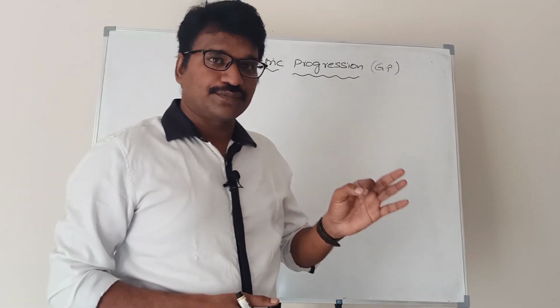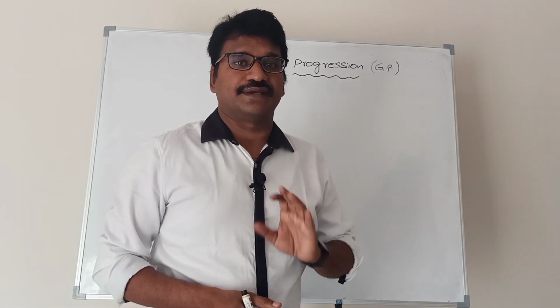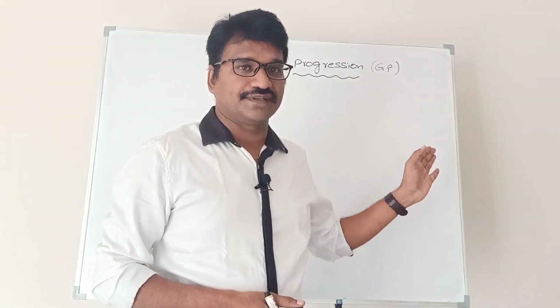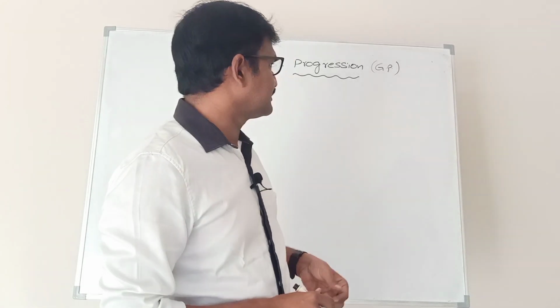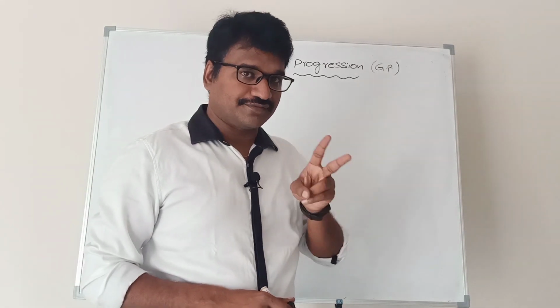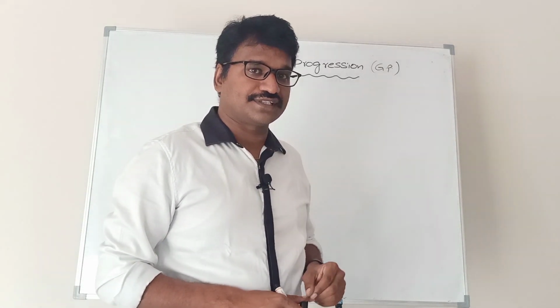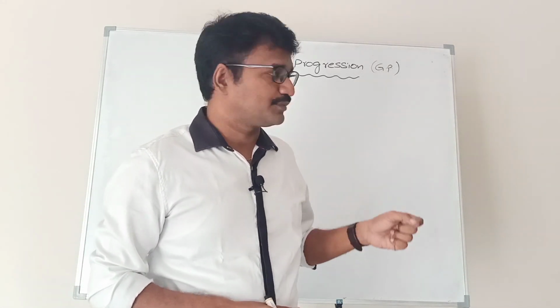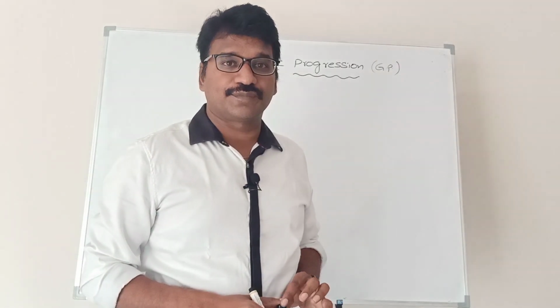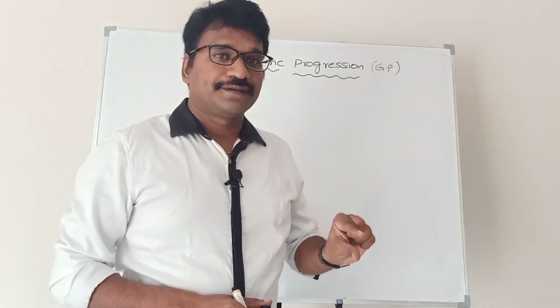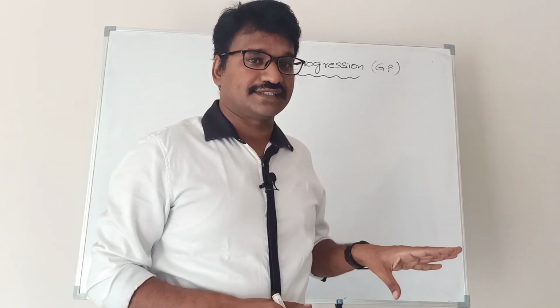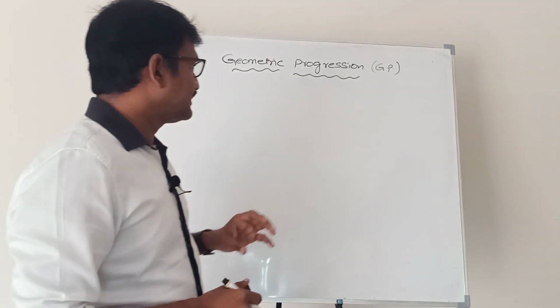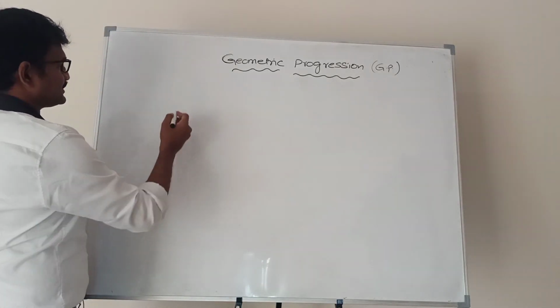If the ratio between two consecutive terms is the same, then that sequence or progression is called a geometric progression. What is arithmetic progression? If the difference between two consecutive terms is the same, then it is called arithmetic progression. Similarly, what is geometric progression? If the ratio between two consecutive terms is the same, then that sequence is called a geometric sequence or geometric progression.